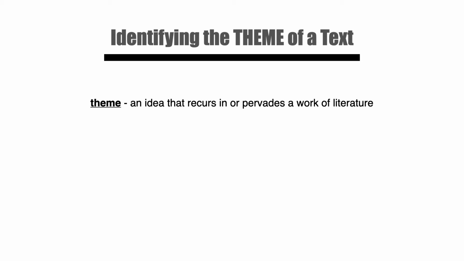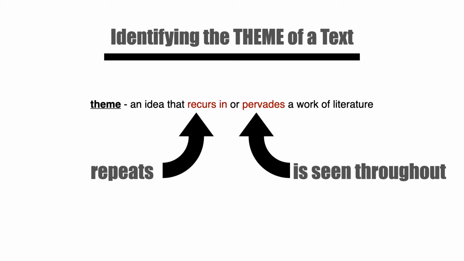In this lesson, we're going to review how to identify the theme of a text. A theme is an idea that recurs or pervades a work of literature. Recurs means it repeats, and pervades means that it is seen throughout. So a theme is an idea that repeats itself or is seen throughout a work of literature.